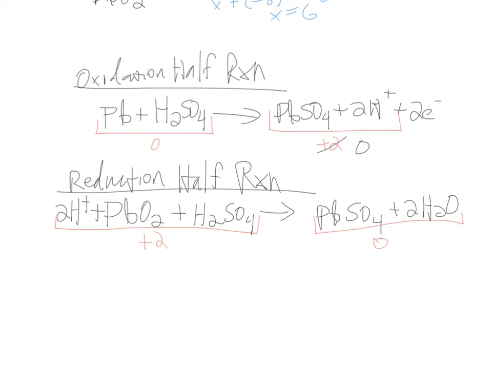To make the charges match, we can only reduce the charge by adding electrons. So we'll add 2 electrons to the left side, and by doing that, we've knocked the charge down to 0 on the left side, which matches what you find on the right side, and we're good.